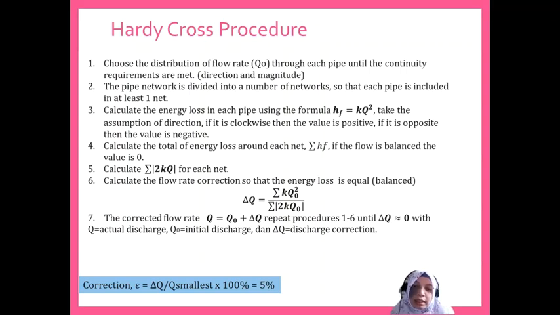Repeat procedure 1 until 6 until delta Q is 0, or with a correction. The correction is delta Q over Q smallest times 100%. Or usually we use 5% for delta Q.